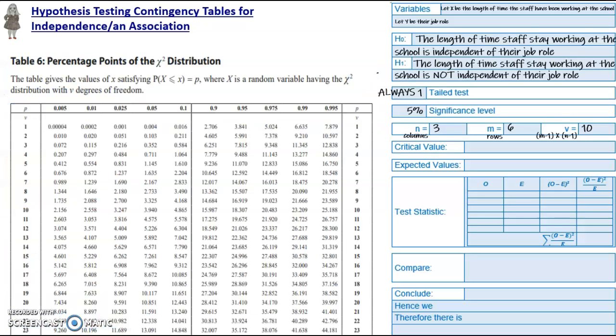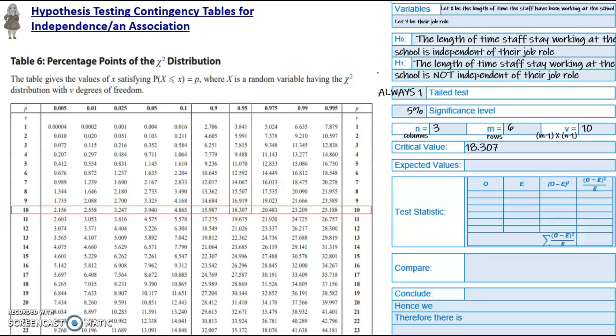I then need to look at my chi-squared distribution percentage points. I go across the degrees of freedom 10 row, and because it is a 5% significance level, I'm going to go across the 0.95 p-value and read down to find that my critical value is 18.307.